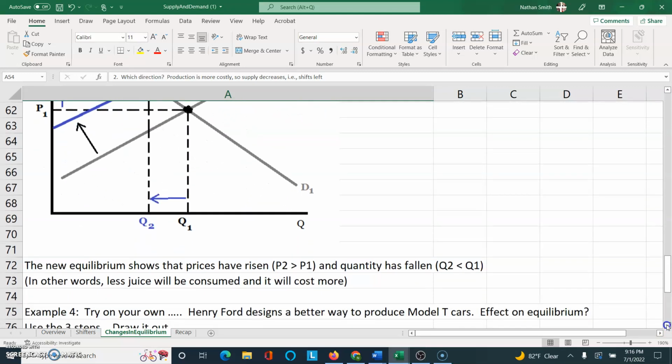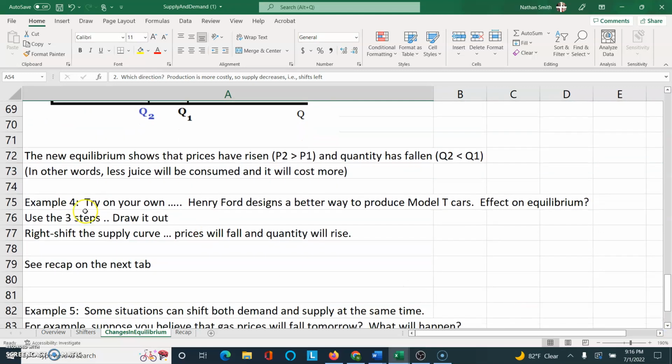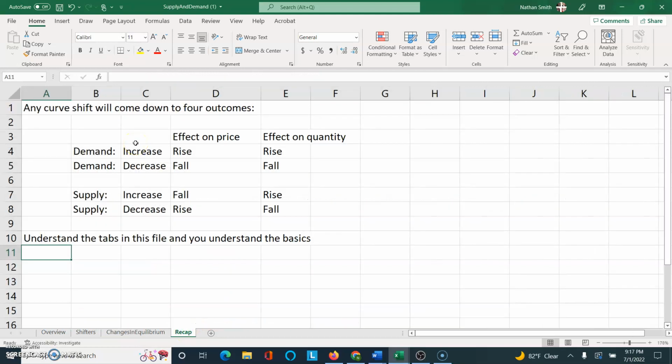That's 3 out of the 4 right there. The fourth one would be if supply increases, and I'm going to let you do that one on your own. Prices will fall and quantity will rise. And if we recap what we just learned, there's really only 4 primary possibilities. Demand increasing will cause price and quantity to rise. Demand decreasing will cause price and quantity to fall. If I'm confusing anyone now, just take each of these rows here and look at the corresponding graph back under changes in equilibrium, and you'll see that it all aligns.